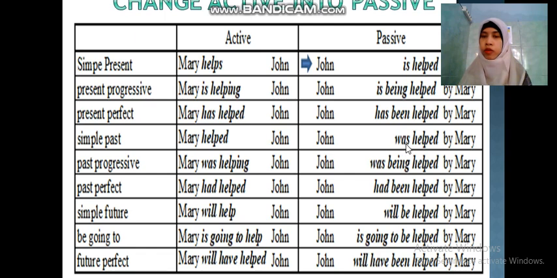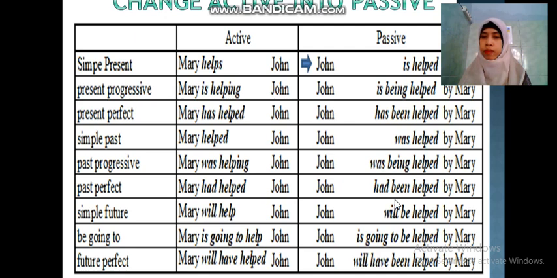So you have to use be in verb two, "was" or "were". Because it is John, you choose "was", and then follow it by verb three: was helped by Mary. After that, "was helping". It means "was" is put here, and because of -ing you have to put be in verb -ing, "being", and then "help" becomes "helped": was being helped by Mary. After that, "had helped": you put "had" here and "helped", because this is verb three, so you choose be in verb three.